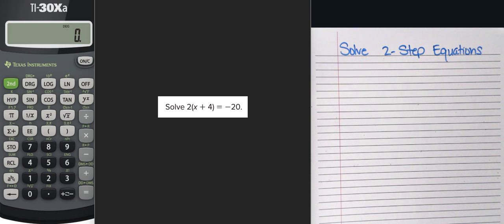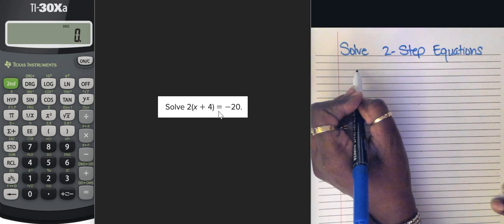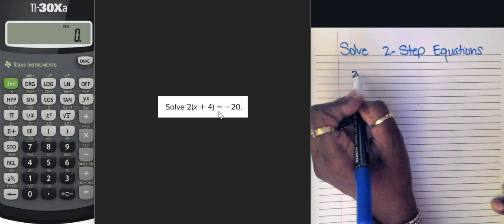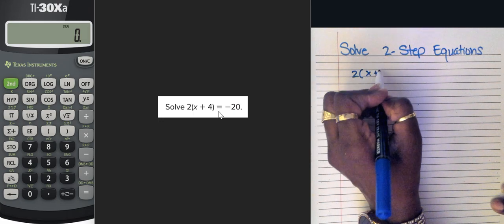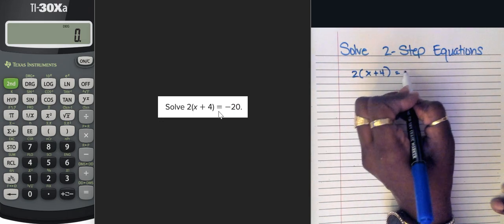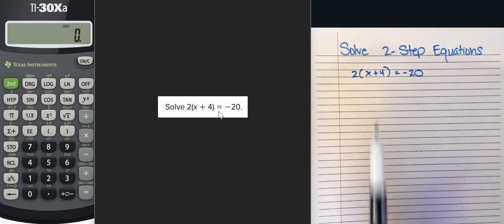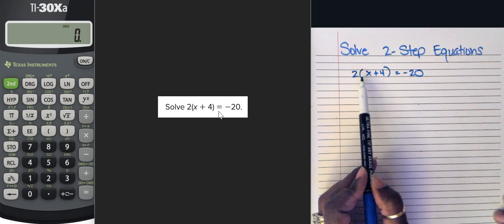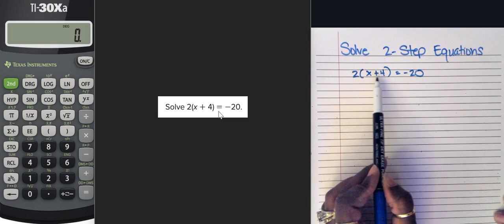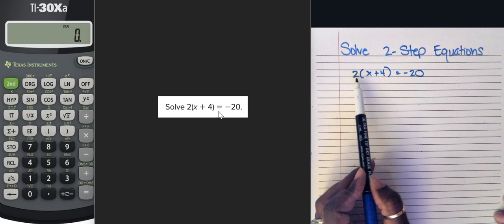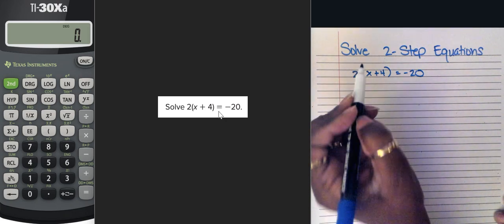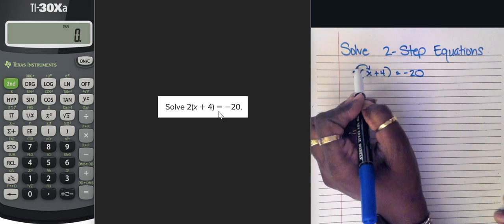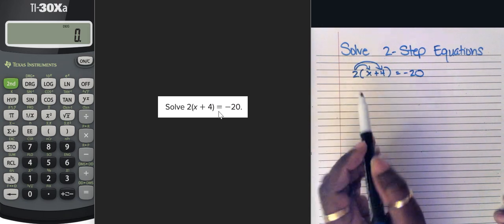So the example that they give us is 2 times x plus 4, and that is going to be equal to negative 20. So first, let me write this down. So we have 2 times x plus 4, and that is going to be equal to negative 20. Okay, so notice we're going to have to use the distributive property in order for us to simplify this expression on the left side. So we're going to multiply each term within the parentheses by 2.